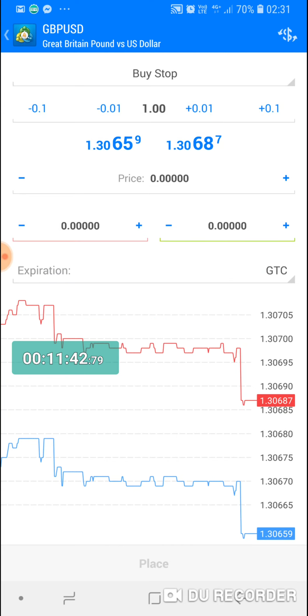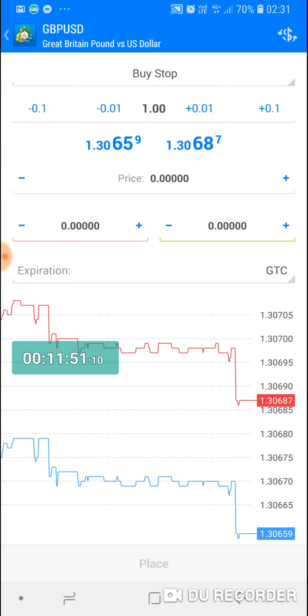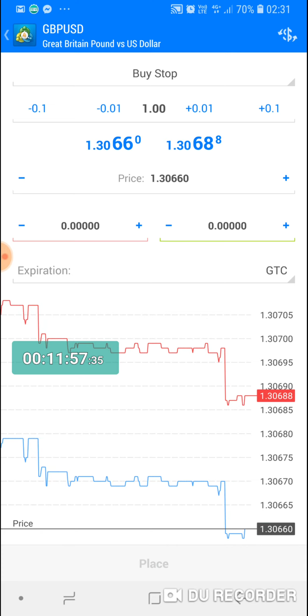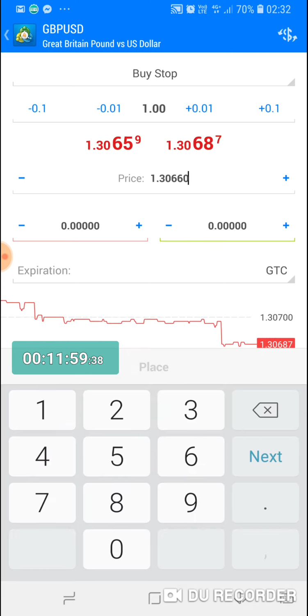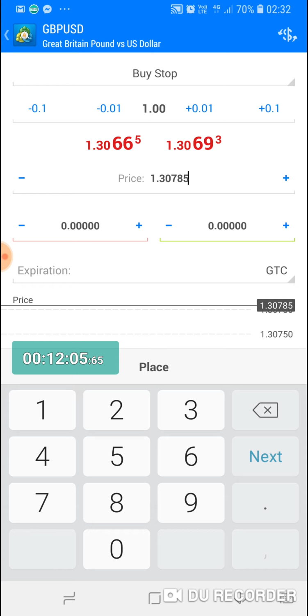Immediately after setting, you move to the buy stop. You don't waste time. Same procedure. Difference is that you add instead of subtracting. So it's going to be 30,660 plus 125, which is gonna give us 30,785.